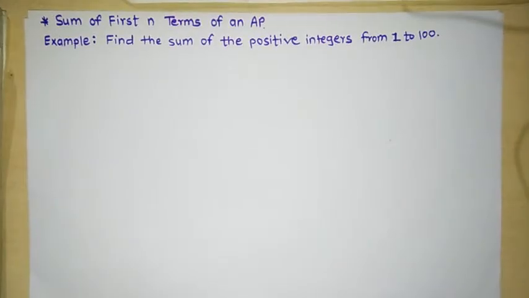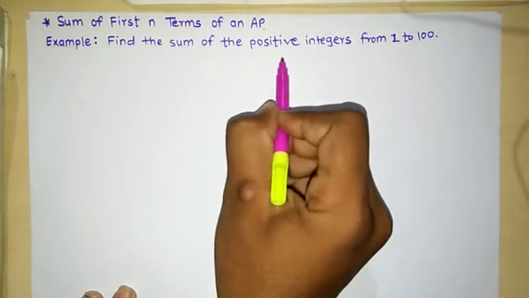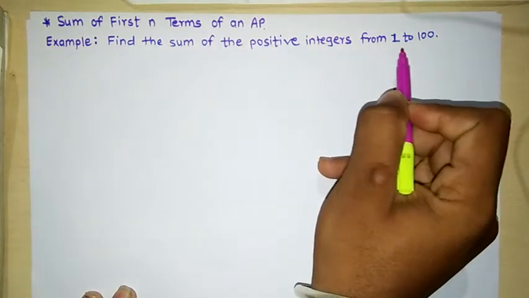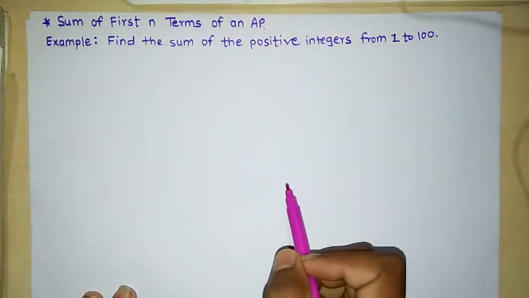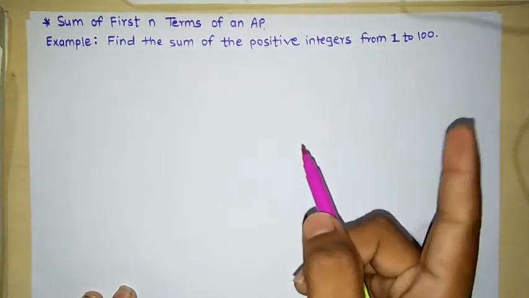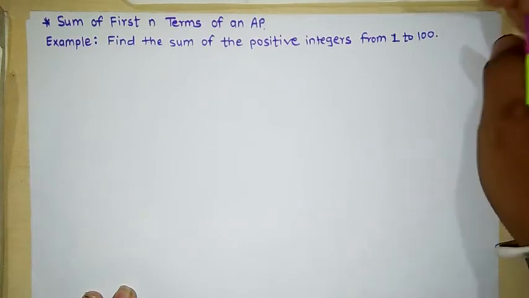You may read this example in chapter number 1. This type of example is given in chapter number 1. Now we will see that example only. Find the sum of the positive integers from 1 to 100. Here we have to find the sum of the positive integers from 1 to 100.